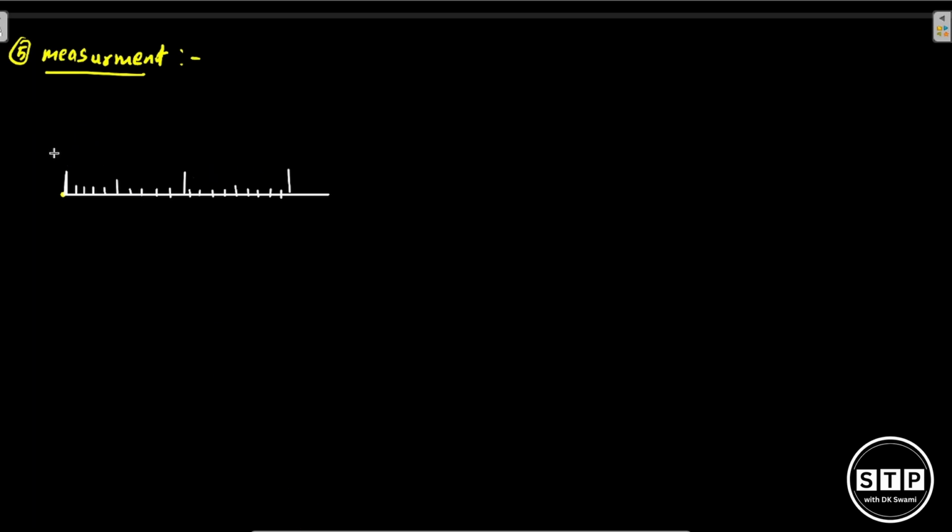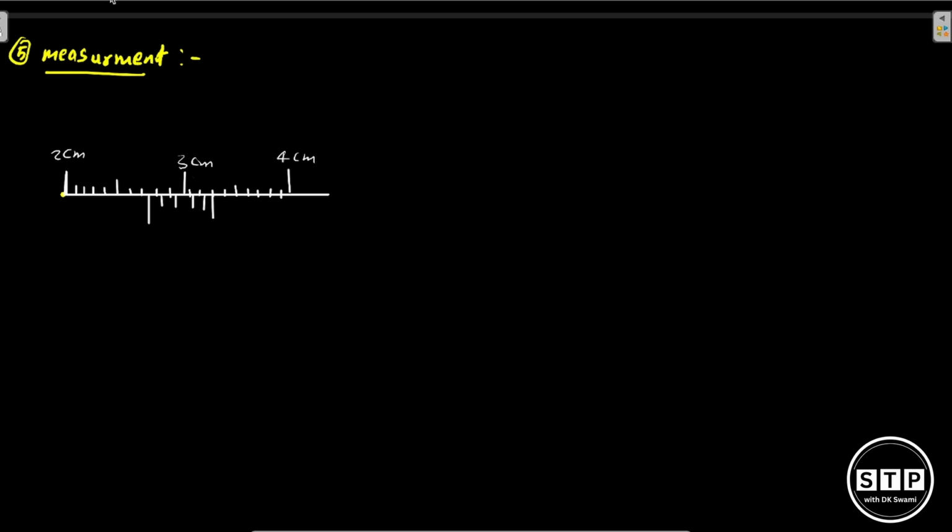I am taking this as 2 centimeter, 3 centimeter and 4 centimeter, and this is the 0 of the Vernier scale. This is first division of Vernier scale, this is second division, third division, this is fourth division, this is fifth division of Vernier scale. So fifth division is matching with that.